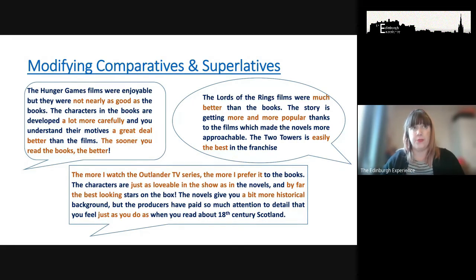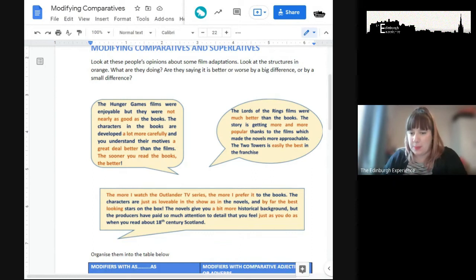Yeah. These are examples of people talking about film adaptations of books that they've read and their opinion about it. Okay. And you'll notice that we've got quite a number of these modifiers, these things which are changing the adjectives or the adverbs. Yeah. And we're working with comparative and superlative adjectives and adverbs here.